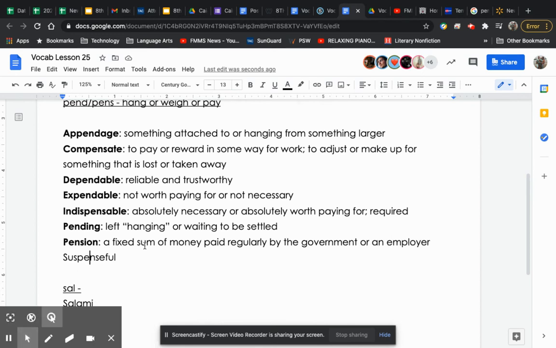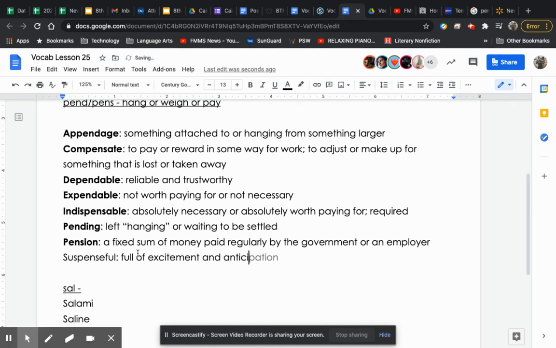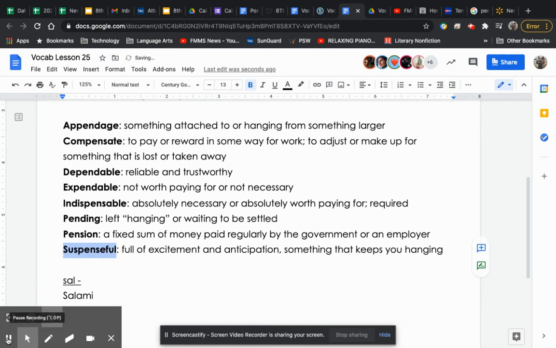And the last word for this list is suspenseful. And just like when you're watching a suspenseful movie or you're reading a suspenseful book, it is full of excitement and anticipation, something that keeps you hanging. I'll give you a second to write that down, and then we'll move on to our other root of the week.